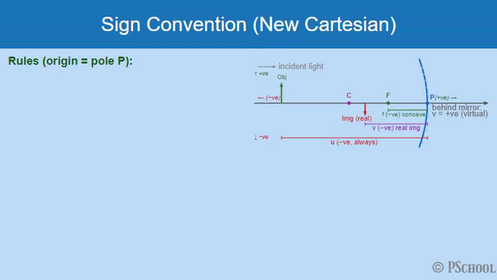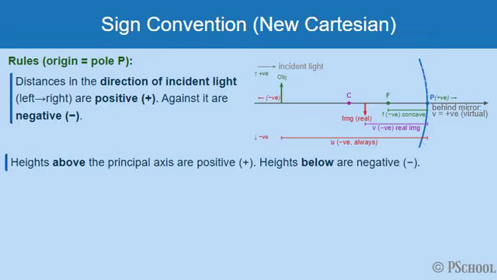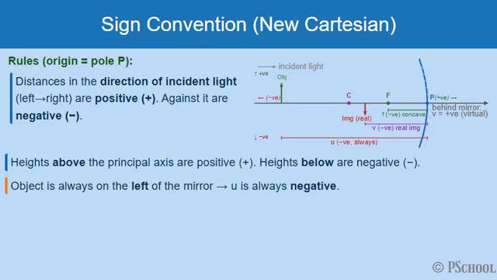We use the new Cartesian sign convention. The origin is the pole P of the mirror. Distances measured in the direction of incident light, from left to right, are positive. Distances measured against the direction of incident light are negative. Heights above the principal axis are positive. Heights below are negative. For mirrors, the object is always placed to the left of the mirror.